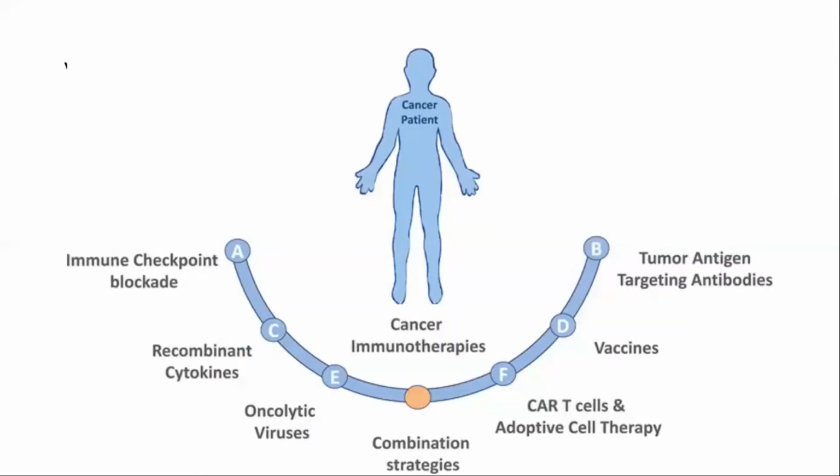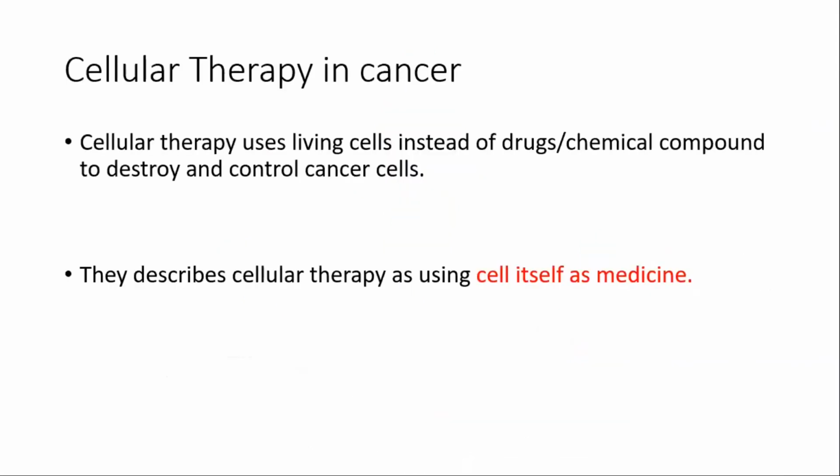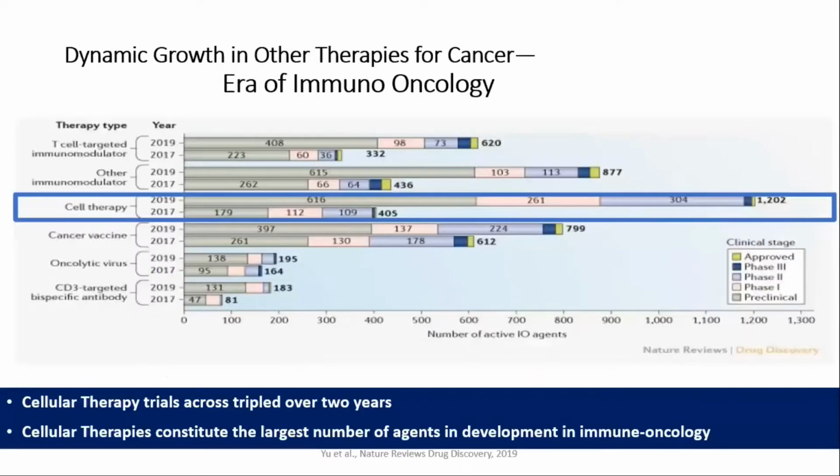So we are thinking of more and more new modalities of treatment. The new modalities of treatment have been cytokines, oncolytic viruses, cancer vaccine. Cancer vaccine has been a big topic in itself. And then there is this cellular therapy, called CAR T cells and adoptive cell therapy. So all these are new things which are coming up in the branch of oncology. In cellular therapy, they use cells themselves as a medicine. That is the basic concept. You're using your own cells to act as a medicine. And there are almost triple the trials in the field of cellular therapy, and more approvals are happening year by year.